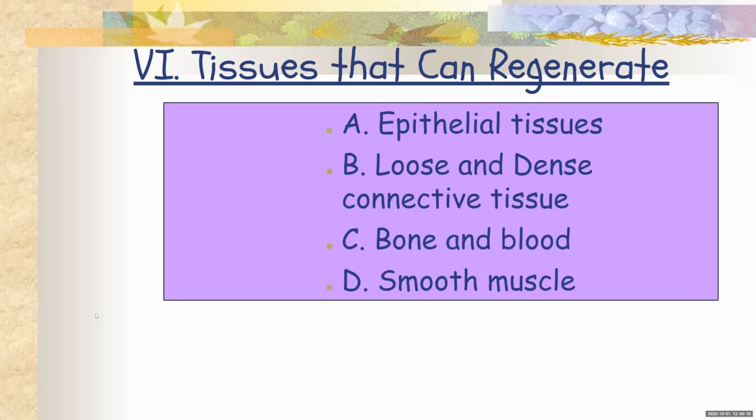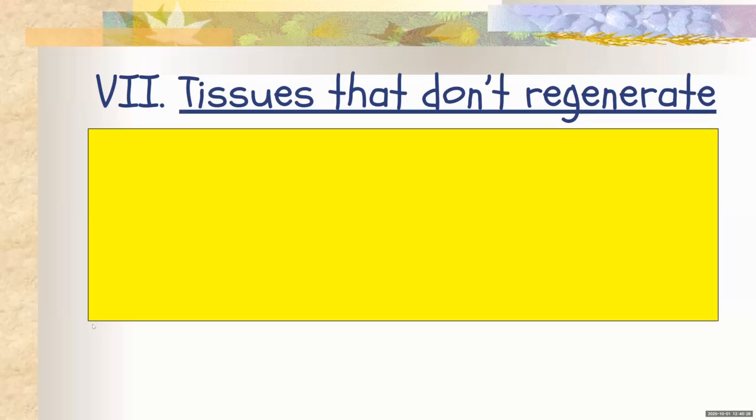But that would mean if there are tissues that can regenerate, there are tissues that cannot regenerate. So now, number 7, VII, tissues that don't regenerate. These are tissues, when damaged, that cannot repair themselves.